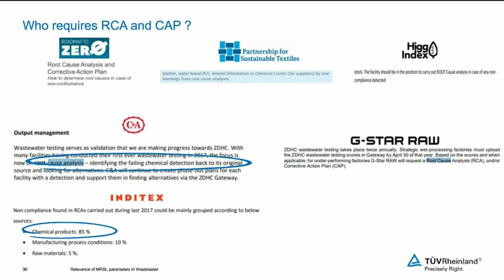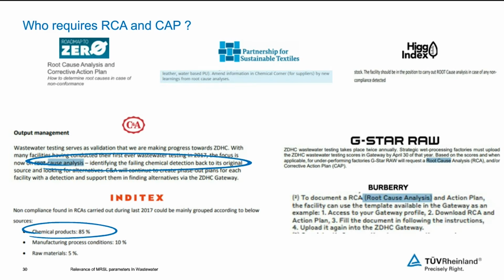C&A requires its supply chain to identify the following chemical detections back to their original source and look for alternatives. Tchibo also conducted RCA work and issued a root cause analysis report in 2017, showing that 85% of non-compliance is coming from chemicals. And G-Star and Burberry also require RCA. Of course, there are many other brands and organizations also pushing us to do RCA work.